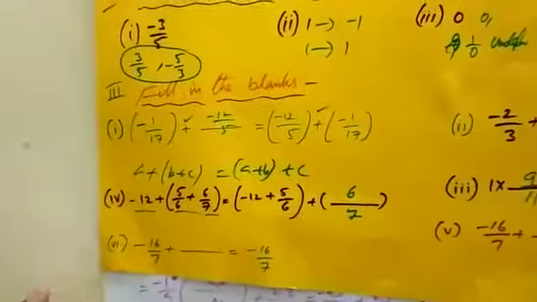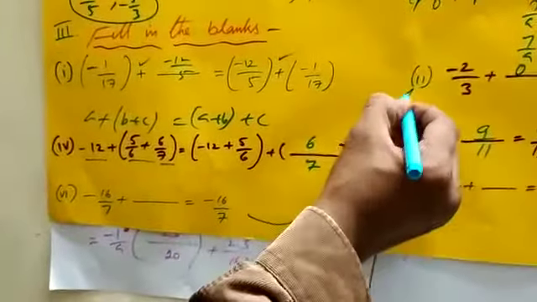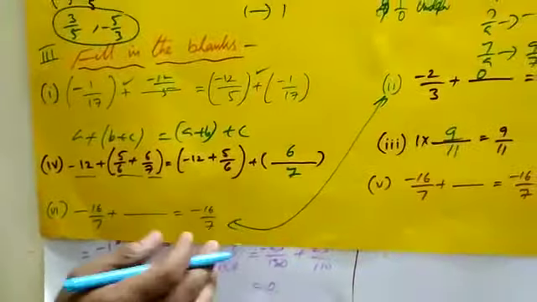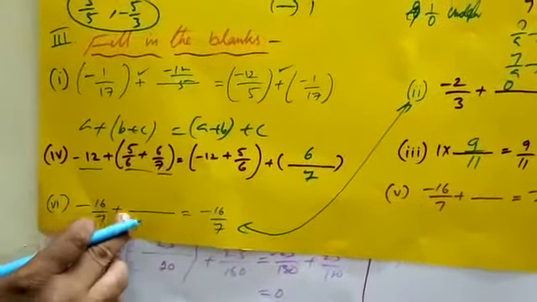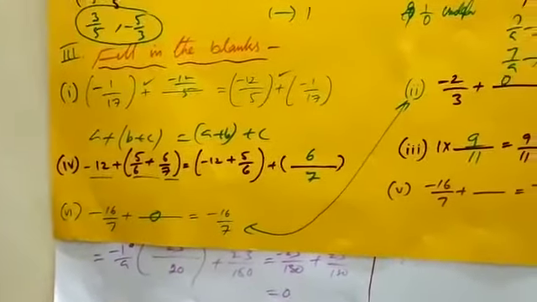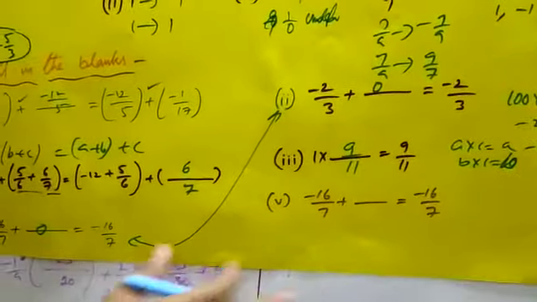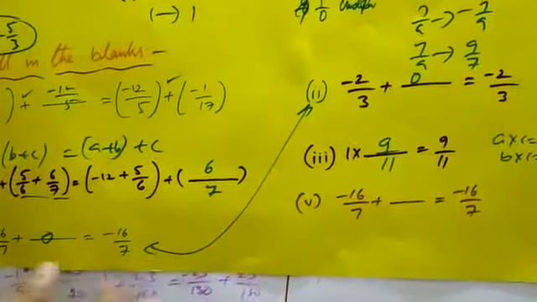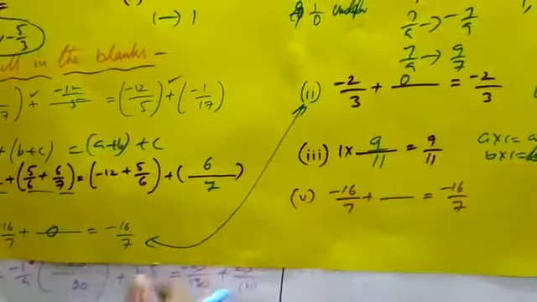Go to this also. As an example, minus 16 by 7 plus dash is equal to minus 60 by 7, so the missing number is 0. 0 plus anything is itself. In the same way, compared to 2 and 6, 5 is also the same number.